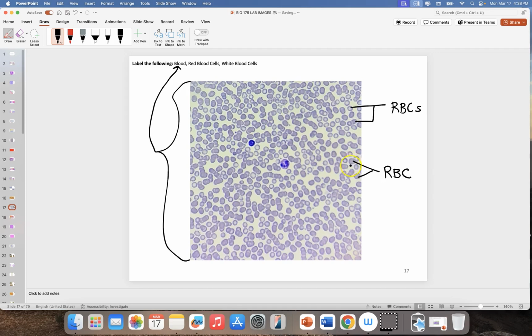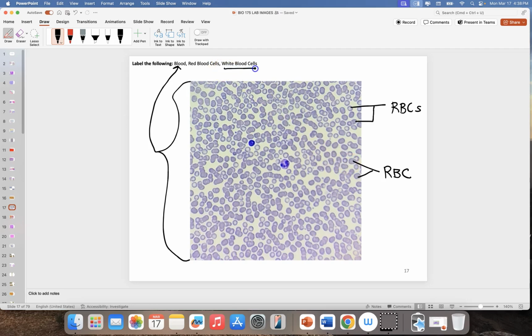There is no nucleus, and the reason why red blood cells, when they're mature, don't have a nucleus or most other organelles is because we need to pack them full of oxygen.